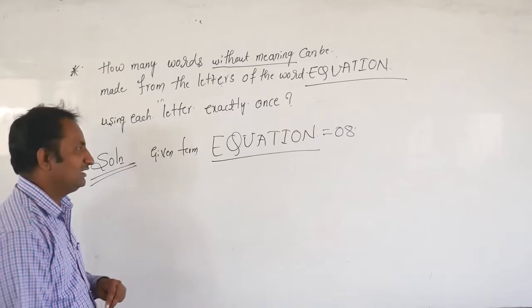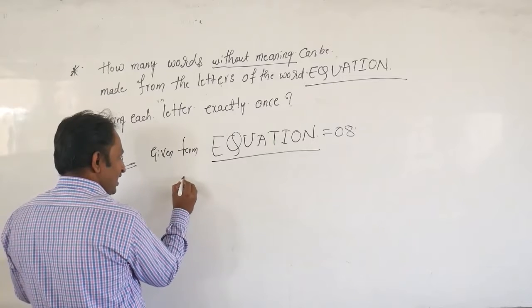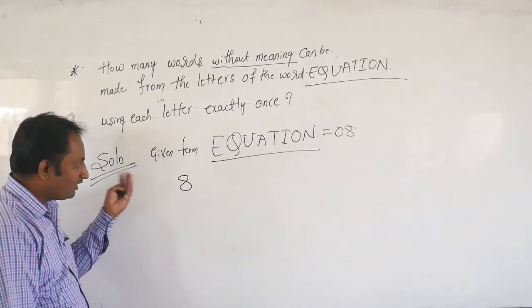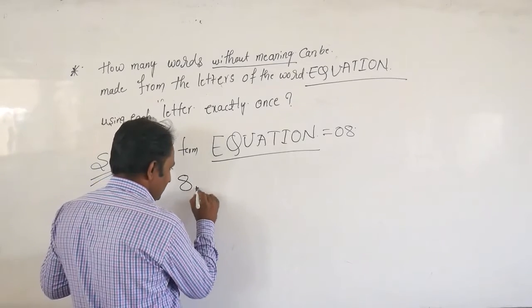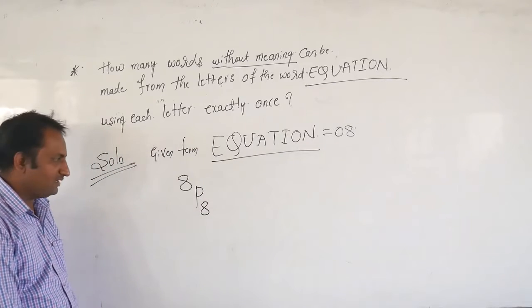Out of 8 letters, we can choose exactly 8 letters. There are 8 available letters. Out of 8 letters, we can arrange 8 letters. That implies 8P8. 8P8 is our answer.